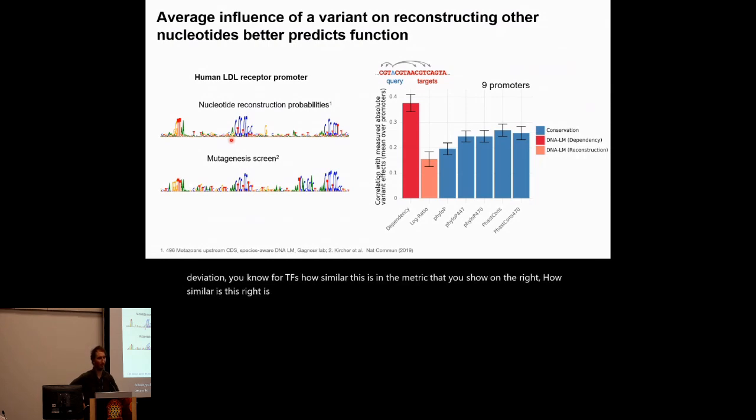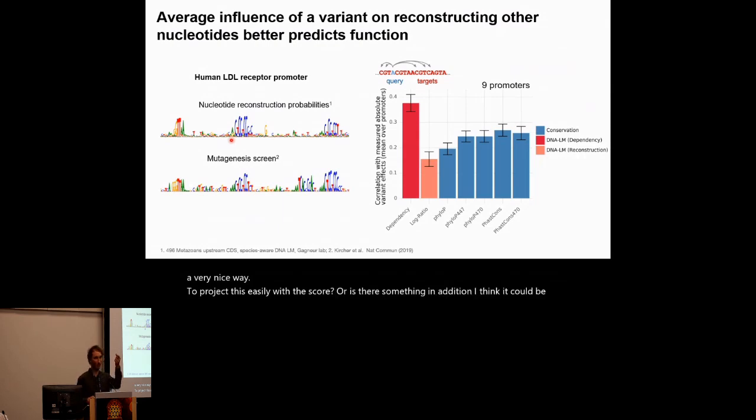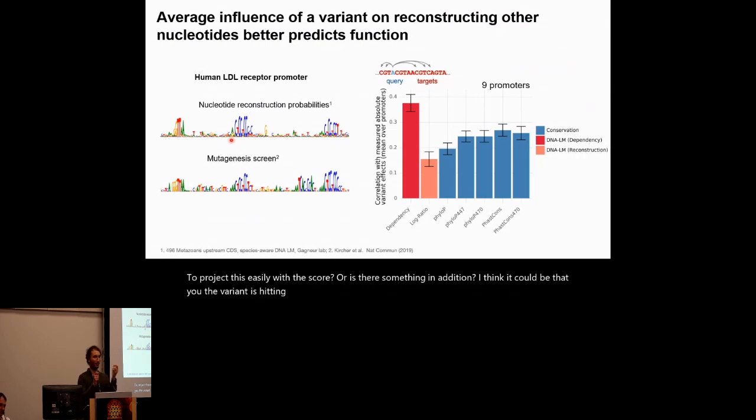Is it that you're just saying you're learning these binding sites and it's a very nice way to project this easily with the score, or is there something in addition? I think it could be that the variant is hitting a motif site, and then maybe the PWM would already indicate something like that. But it could be that the variant is hitting another site which influences the whole region. An example would be, in the coding region, if you have a variant that induces a nonsense variant, then the likelihood of your whole sequence would change. So this is capturing more than just the motifs, but also other kinds of functional dependencies, I would say.